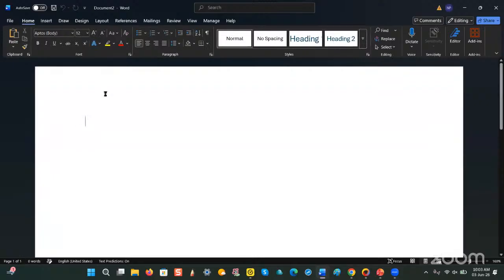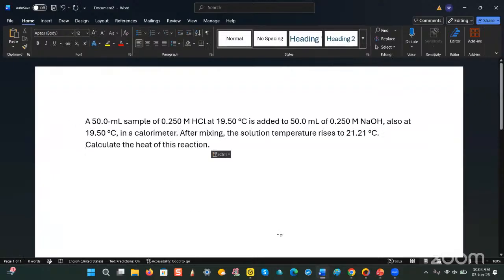Okay, so that's a question, right? It says you have a 50 ml sample of 0.250 M hydrochloric acid at 19.50 degrees Celsius is added to 50.0 mL of 0.250 M sodium hydroxide, also at the same temperature in a calorimeter. After mixing, the solution temperature rises to 21.21 degrees Celsius. Calculate the heat of this reaction.